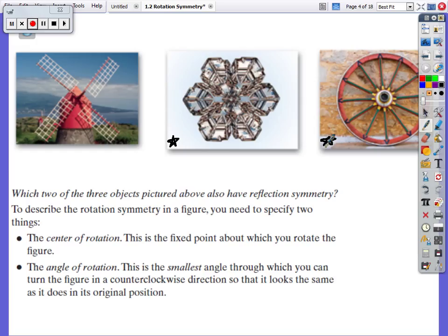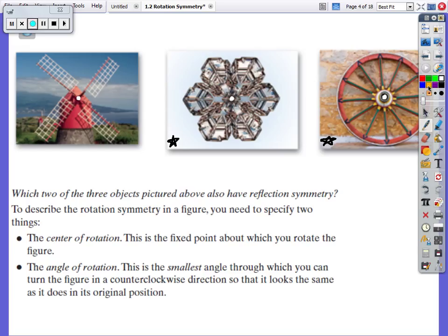The center of rotation is the point where you rotate the figure. So your center of rotation for the windmill would be right in the center there. For the snowflake, again, it's going to be right in the center, and then also for the wagon wheel, it's going to be right in the center.